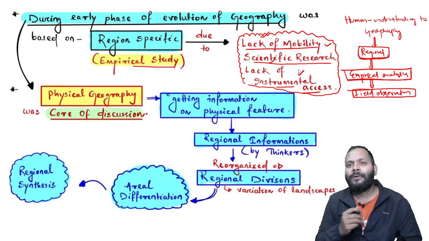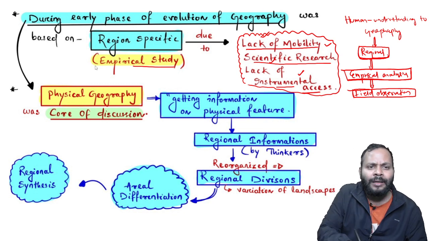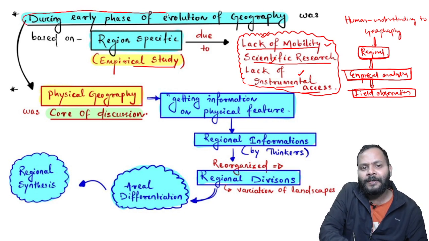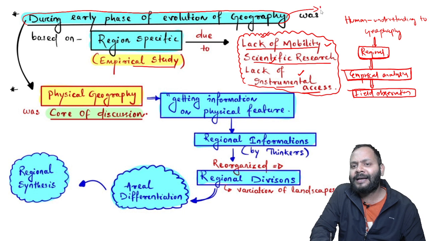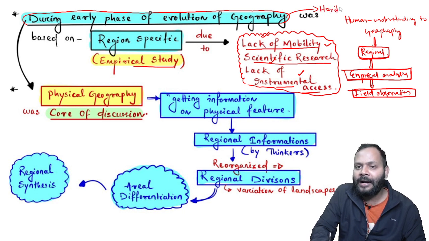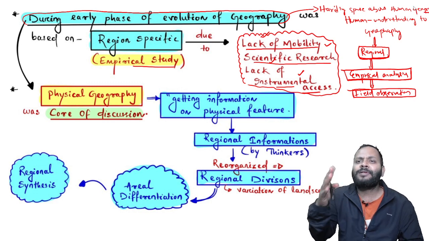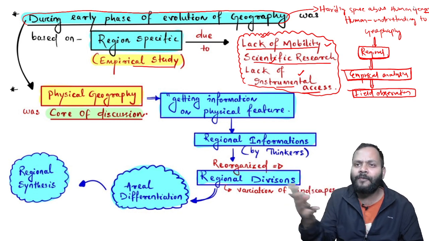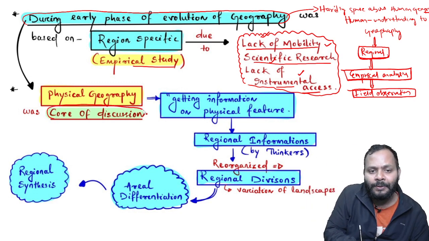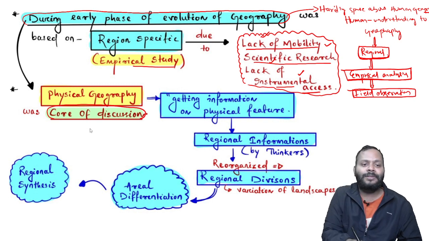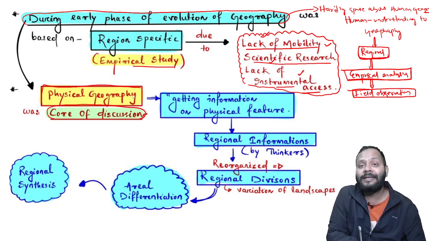During the early phase of the evolution of geography, people were not so concerned about human geography. They hardly spoke about human geography, because people were not curious about it. That was not the core of discussion. It was not human geography at that stage. The core of discussion was physical geography, because physical geography is needed.